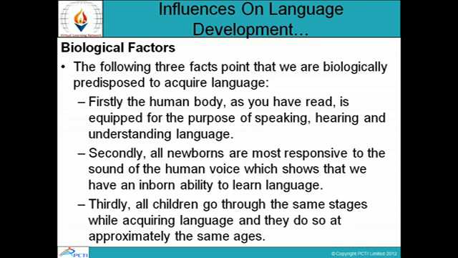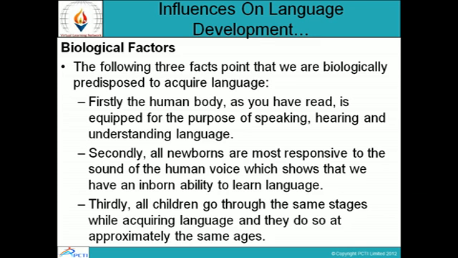Influences on language development. So what are the influences on language development? Biological factors. The following 3 facts point that we are biologically predisposed to acquire language. We have this in our genes to acquire different languages. Firstly, the human body, as you have read, is equipped for the purpose of speaking, hearing and understanding language, as well as acquiring different languages.